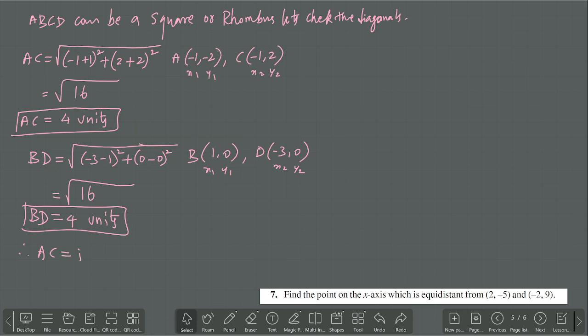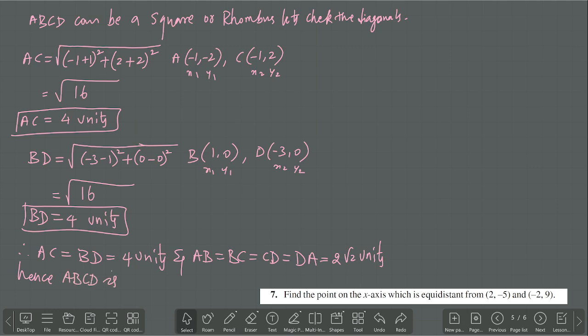So it means AC equal to BD equal to 4 units, and AB equal to BC equal to CD equal to DA, which we got as 2 root 2 units. So diagonals are equal and all sides are equal. Then we can say that ABCD is a square. So hence ABCD is a square.